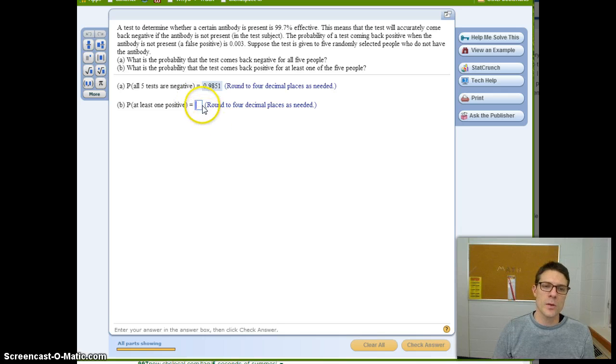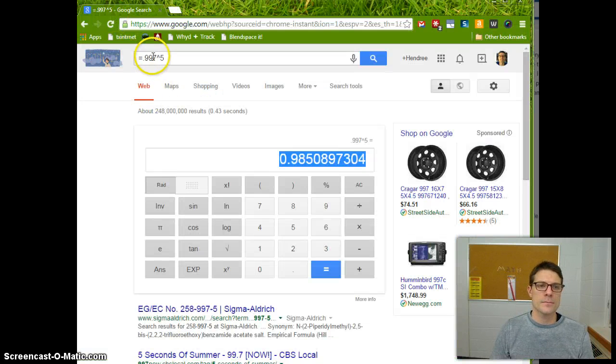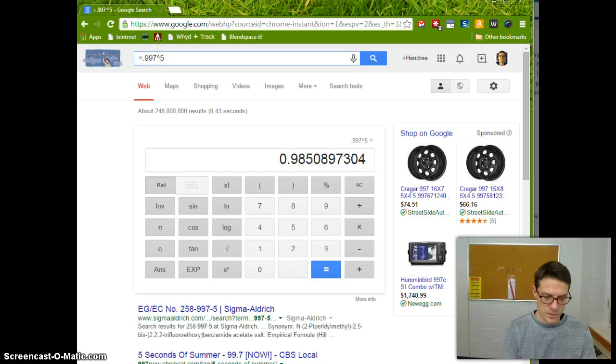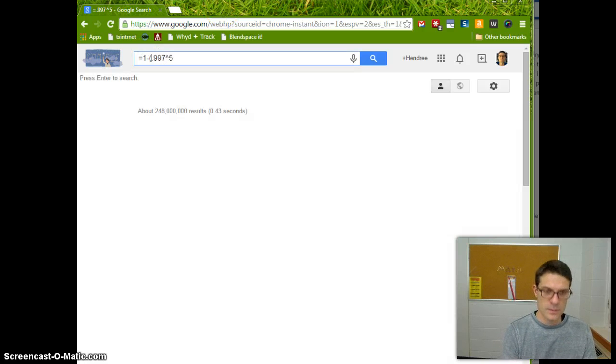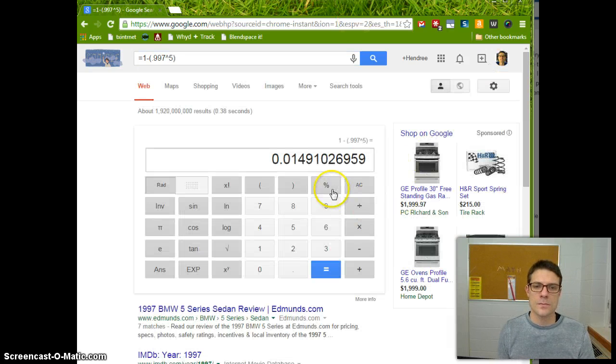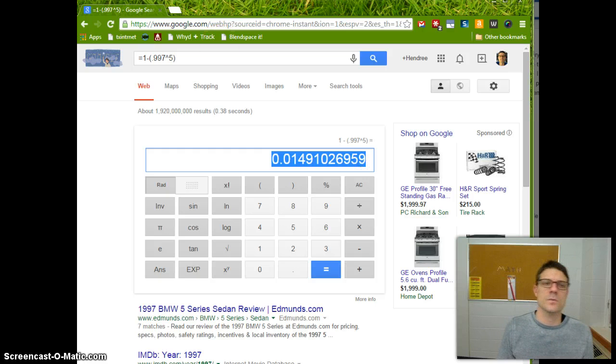So really, part B is just going to be the complement of part A. It's everything else that could happen, so its probability has to be the opposite of part A. So I can go back to my little tab here and just write 1 minus this probability, and I get about a 1% chance of having at least 1 false positive.